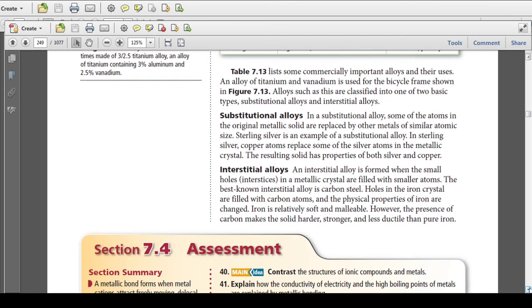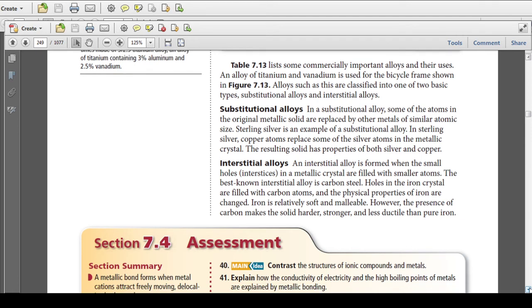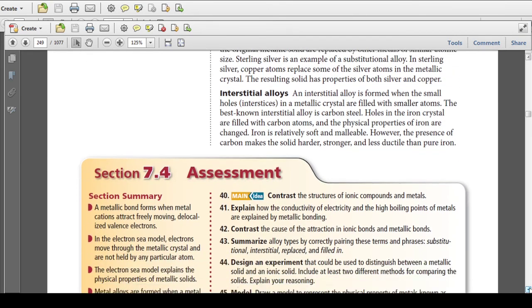And then there's also interstitial alloys. An interstitial alloy is formed when the small holes, or the interstices, in a metallic crystal are filled with smaller atoms. The best known interstitial alloy is carbon steel. Holes in the iron crystal are filled with carbon atoms, and the physical properties of iron are changed. Iron is relatively soft and malleable, however, in the presence of carbon, the solid becomes harder, stronger, and less ductile than pure iron.